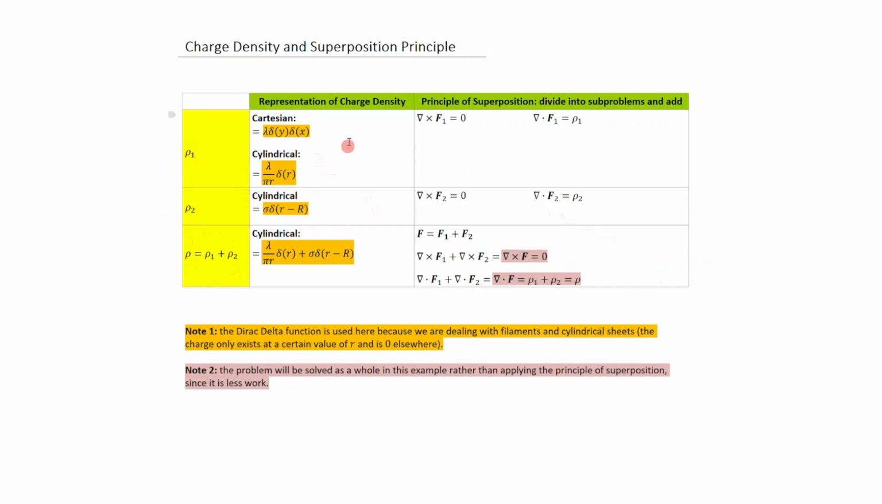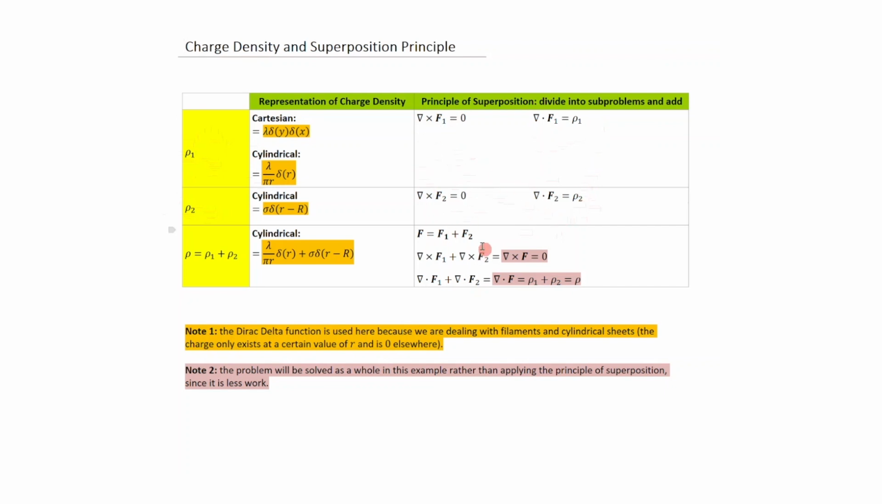All right, so let's look over here now and look at what the principle of superposition tells us. We need to divide it into two subproblems and then add them together. One subproblem would be just the filament, and another subproblem is just the cylindrical surface. So for this case, we would have the curl of F1 equals 0, and the divergence of F1 is rho 1. For this case, the curl of F2 equals 0, and the divergence of F2 equals rho 2. So these are two independent fields, each one resulting from a different charge density.